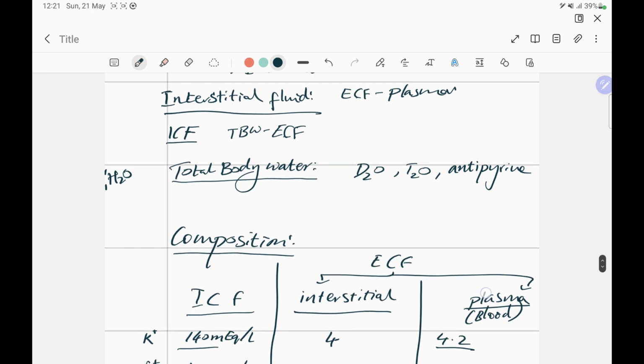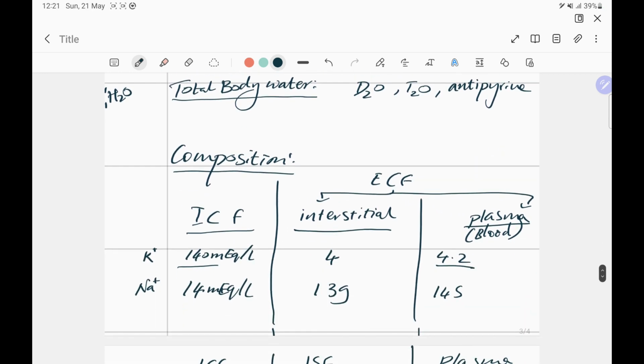Continue with the chapter on the body fluid compartments. So now let's talk about the composition of the different fluid compartments. So we have the intracellular fluid compartment over here, and then the extracellular fluid compartment, which is divided into interstitial fluid, or ISF, and plasma, or blood.